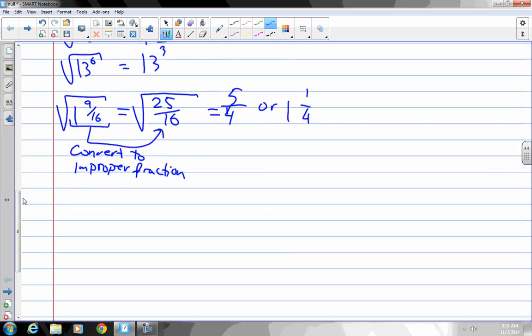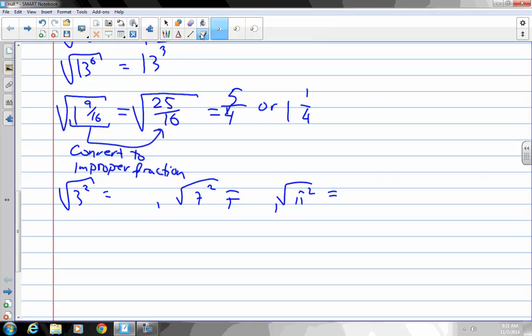Now let me ask you a string of easy questions. Square root of 3 squared, we already kind of did that. Square root of 7 squared, kind of did that. Square root of pi squared. Can you tell me very quickly what are the values of these square roots? 3, 7, pi. Now, how'd you get those answers so fast? Okay, so that's one way to think about that.